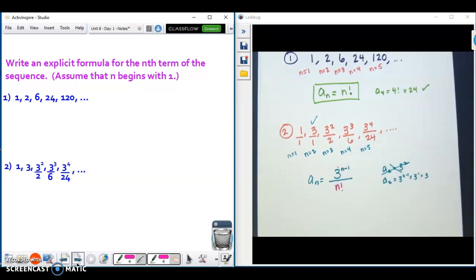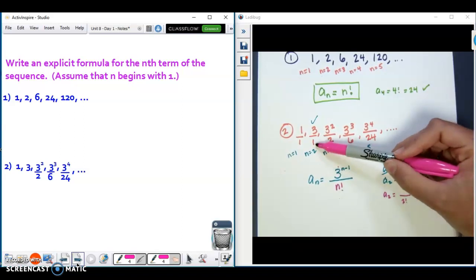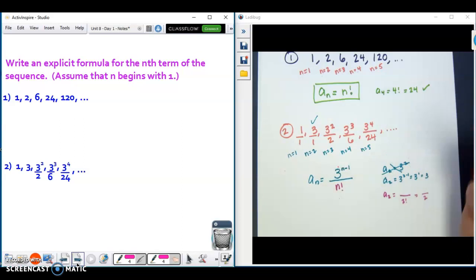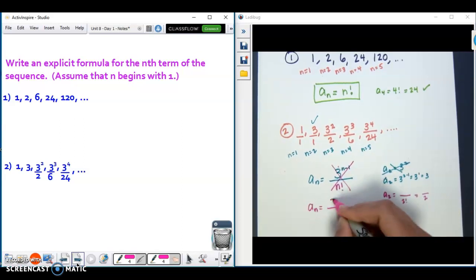If I just do n factorial here, let's do the second term again. If I do a sub 2, and I'm just going to do the denominator, this would be 2 factorial, which will give me a 2 in the denominator. But if you look at the second term, it only has a 1. So we're also going to do the n minus 1 thing here. So we need to rewrite this as n minus 1 factorial, and let's see what happens there.